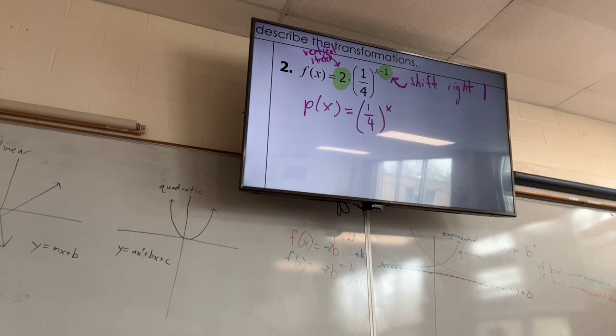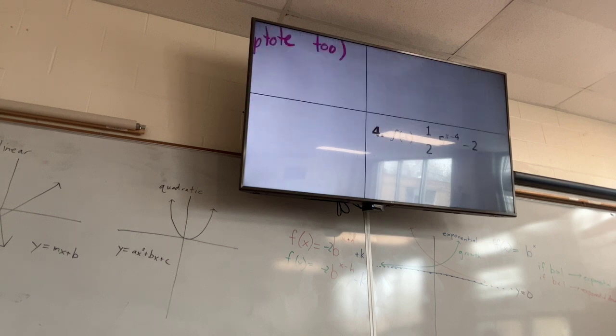Okay, and then will that 2 flip my graph across the asymptote? Why not? It's not negative, it's positive. Okay, all right, good stuff.